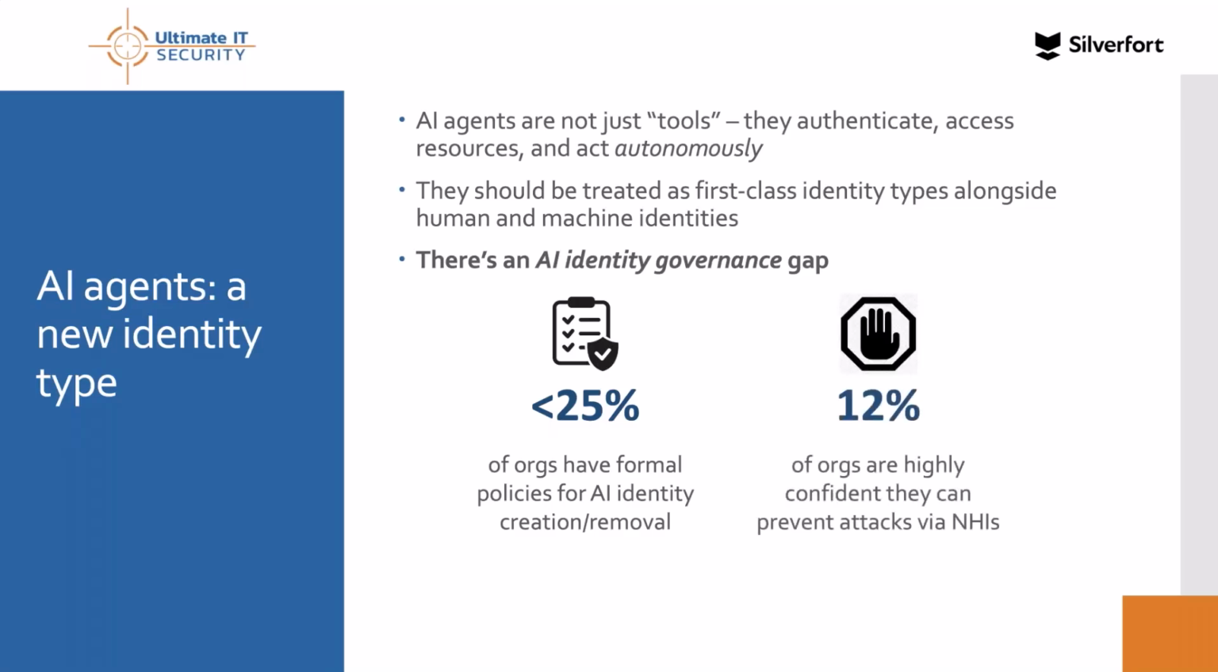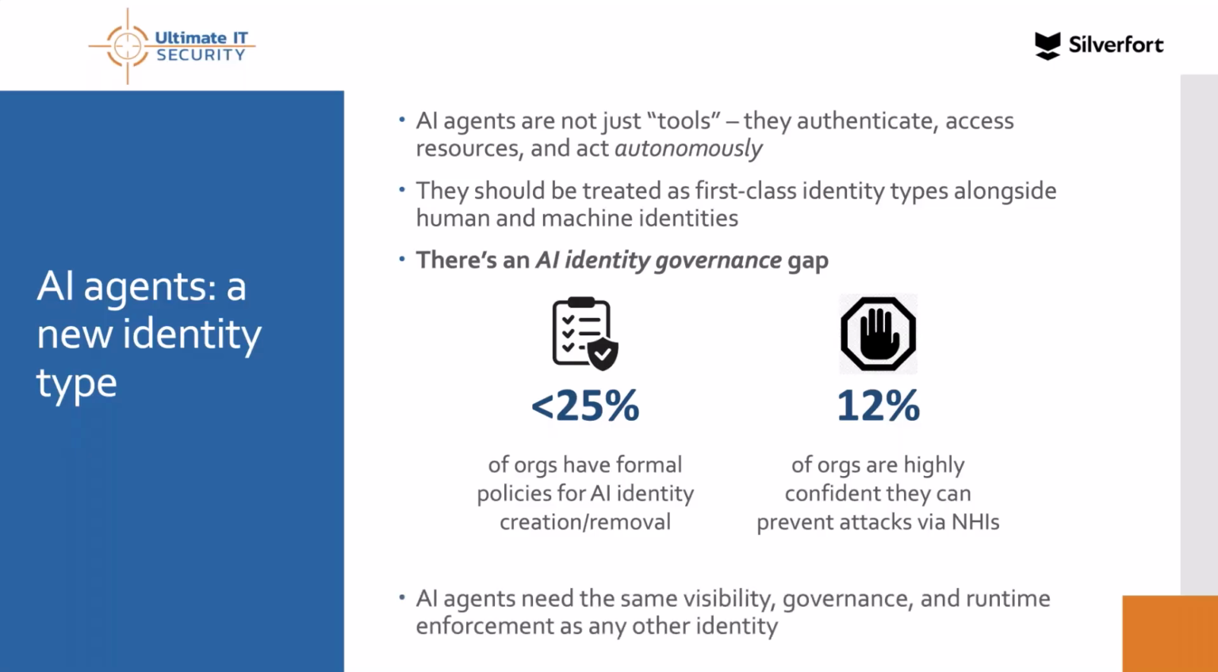And the other one here is basically the lowest percentage of orgs can actually figure out they can prevent an attack via a non-human identity, which includes, in this case, an agentic AI agent. And so there's a governance gap here. No idea they're even being created, for the sake of conversation, on the left, and not very confident, nor should you be, that you can prevent an attack leveraging it here. And the idea here, going back to visibility and then adding on governance and adding on enforcement, is AI agents have to be thought of in the same way as other identity.